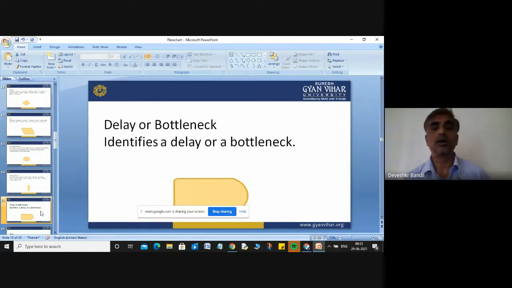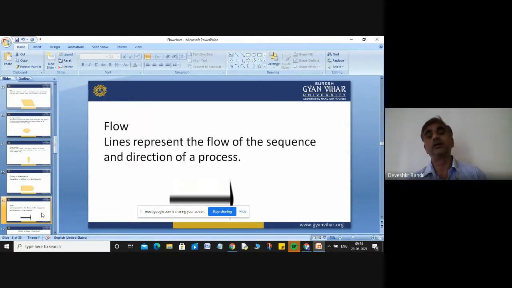Delay, to identify a delay or a bottleneck. And this is the main symbol of your flowchart: flow. The line represents the flow of the sequence and direction of a process. Means when you draw the flowchart and want to mention the flow of sequence, also the direction of your process, you will use this symbol, like your arrow.